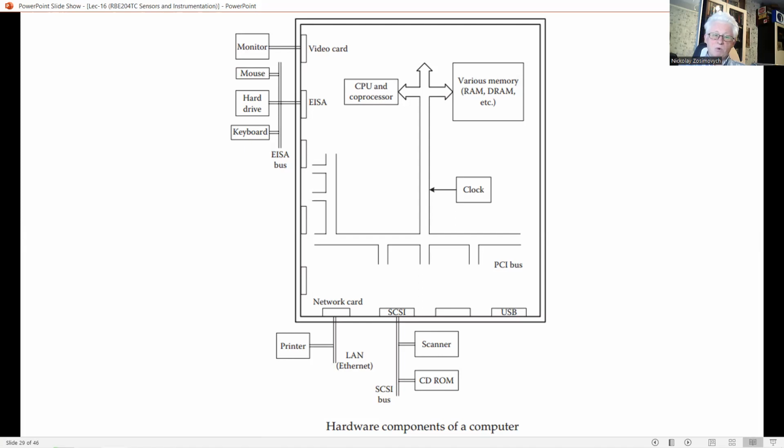SCSI, small computer system interface: standards and protocols for connecting and transferring data between computers and peripheral devices such as hard drive, CD drive, and scanner. EISA, extended industry standard architecture: a bus standard for PC. PC bus: a popular bus of a PC for connecting hardware devices in it and data transfer between them.